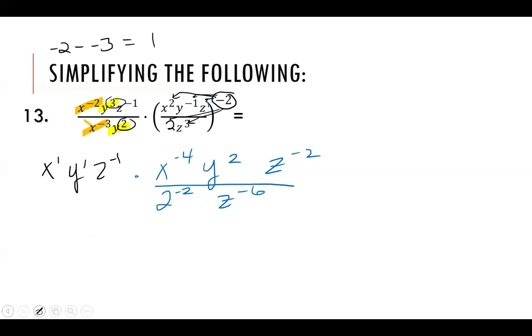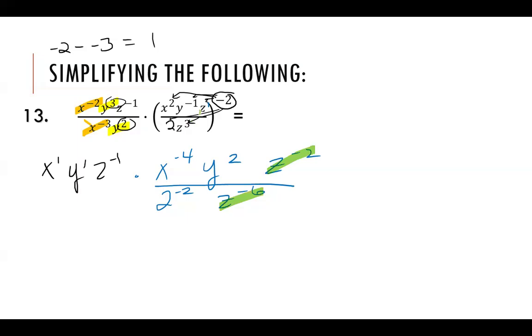So looking at this one, I'm asking myself, what are my like variables? And on this one, I have only the z, right? So let's make z 3. So I have z to the -2 and z to the -6. The distribution. So in this case, it's going to still come out to be the same.